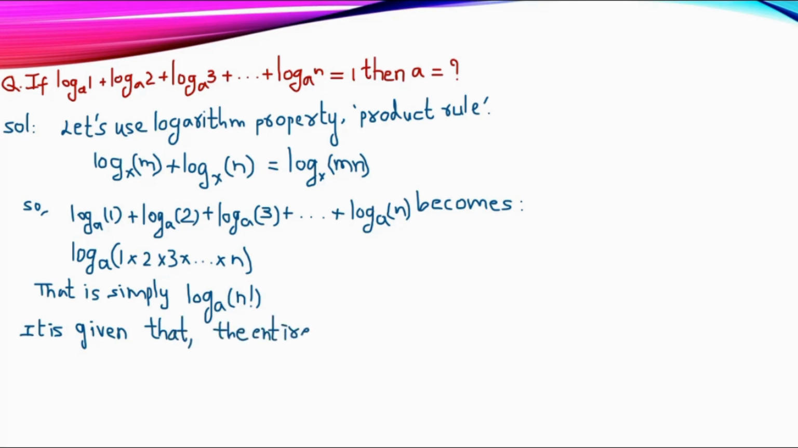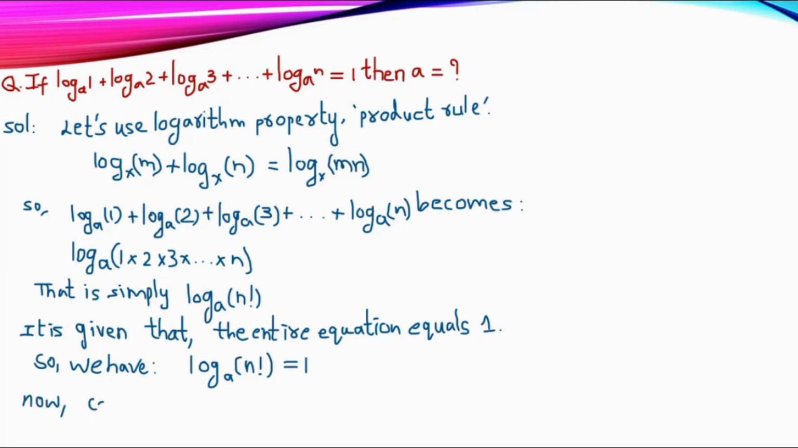Here, which represents the product of n natural numbers, which is written as n factorial. So, the given condition is simplified as log base a of n factorial. Since it is given as equal to 1, we have log base a of n factorial equals 1.